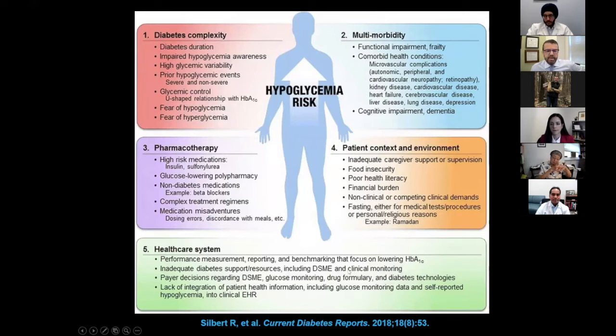And then finally, within the system level, I think an important one is if we have benchmarks saying we want to target an A1C goal of less than 0.x, that can also drive an increased risk of hypoglycemia as well. So that's where having these fixed targets can really help for individuals.